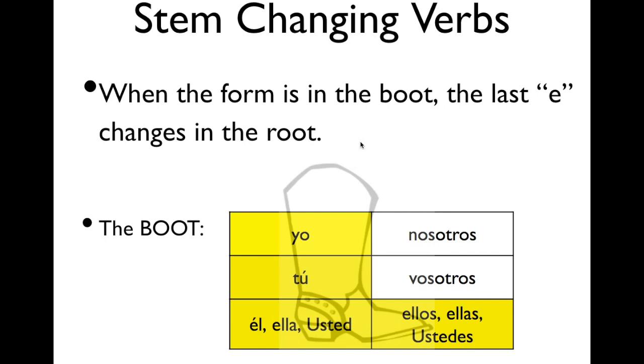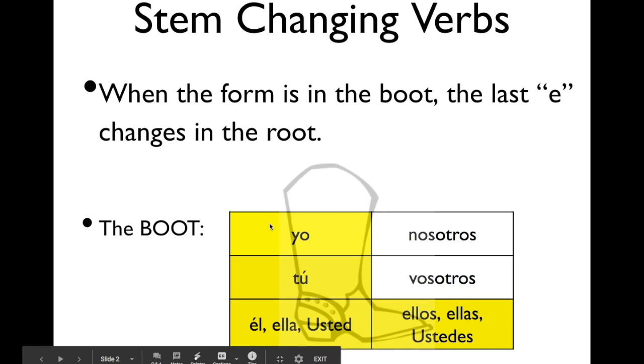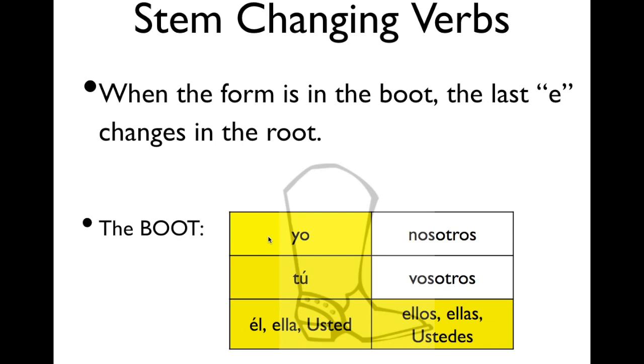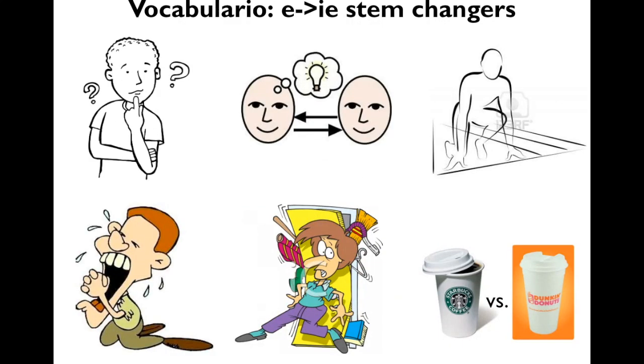Stem changing verbs, when the form is in the boot, they're also referred to as boot verbs because of this change that occurs in the stem that resembles the shape of a boot. So when the form is in the boot, the last e in the stem changes to ie.